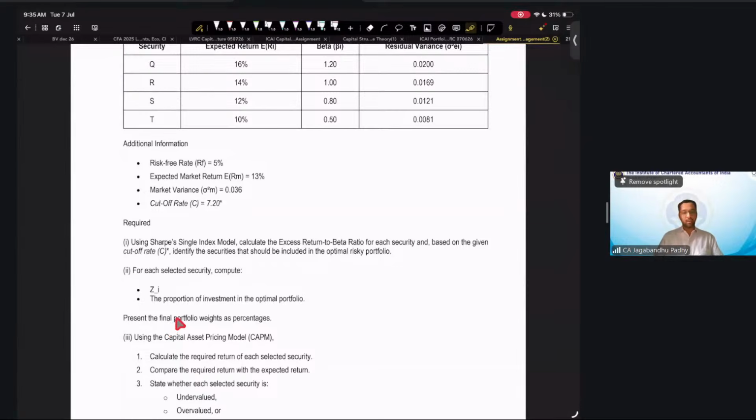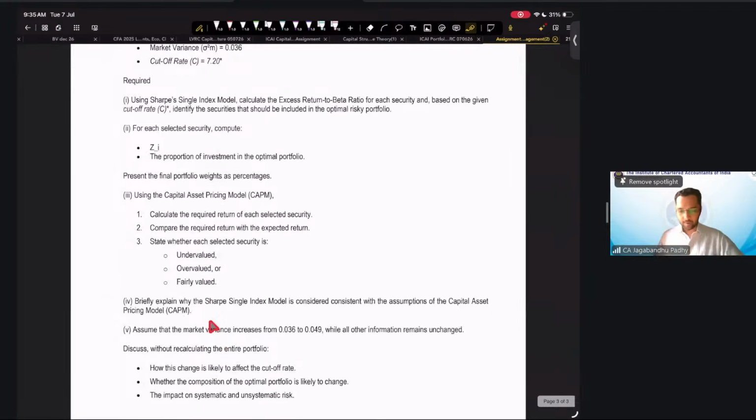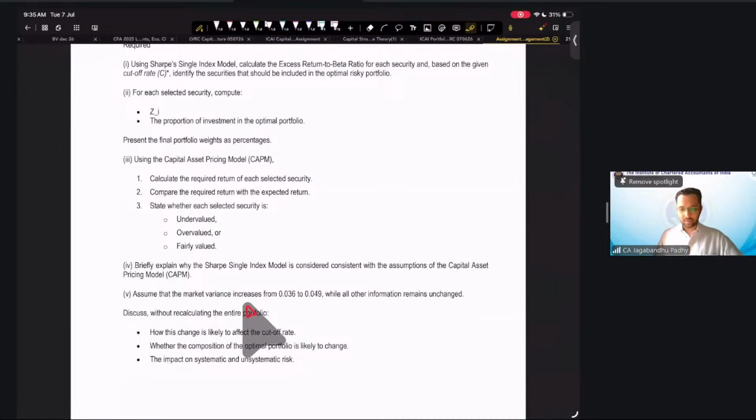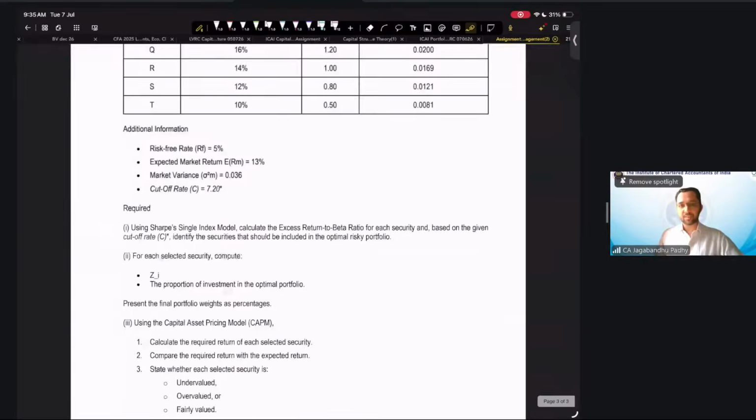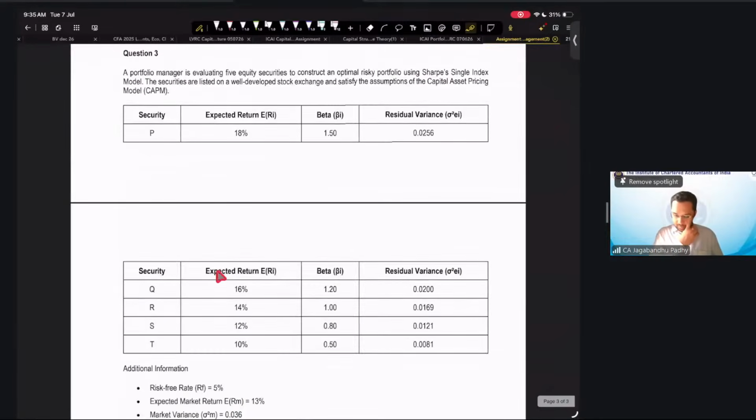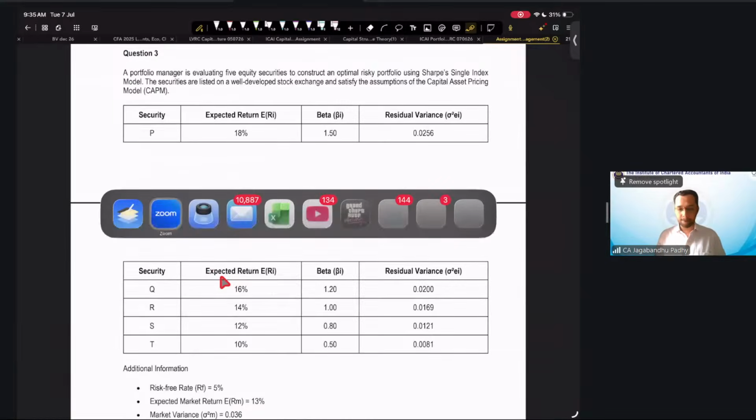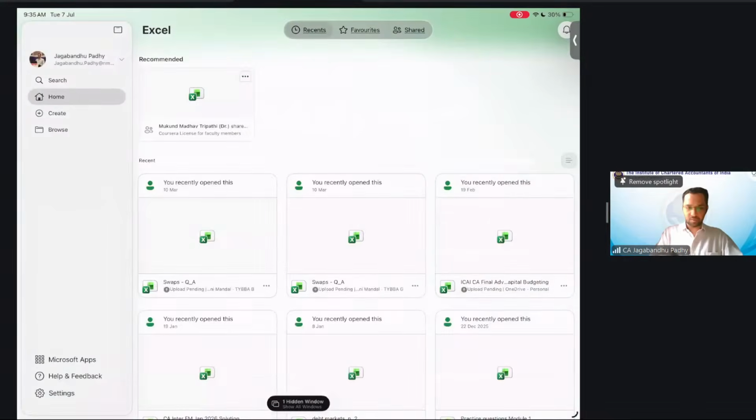Then for each security, we have to compute Zi, the proportional investment in the optimal portfolio, and then use the CAPM to look for which is undervalued and overvalued. So a lot of things we have to calculate. First, let me just put this data in an Excel file so that it helps us.